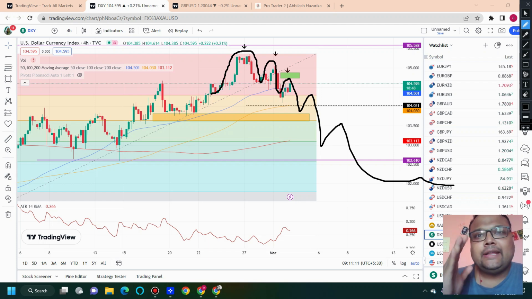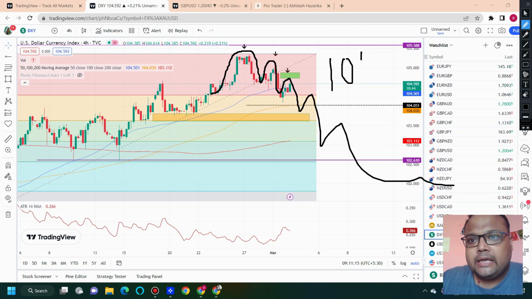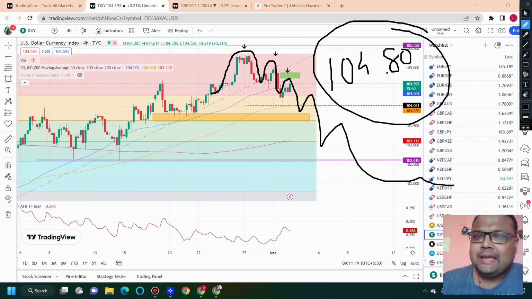So the next high of DXY will be very important. DXY needs to cross the 104.80 level. If DXY breaks this level, then we will get the confirmation that the overall structure of DXY is intact. But in case DXY fails to break this high and starts falling again, then things will be very difficult for DXY, because there may be a possible trend reversal in the coming days.